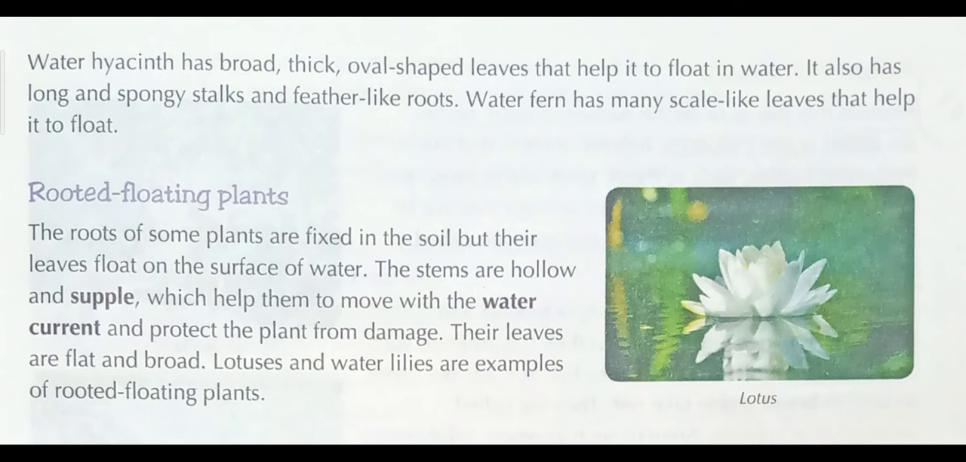Rooted floating plants are aquatic plants whose roots are fixed in the soil, but the upper portion of the plant, meaning the leaves or the flower, floats on the surface of the water. Some examples are lotus and water lily.